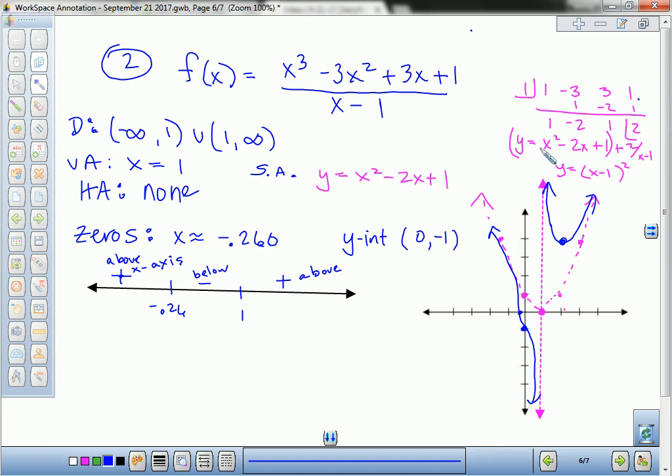On this one, because I noticed this was a perfect square trinomial, I knew how to factor it. So then this put it in vertex form, where the opposite of this is my x, and what's added to the end is my y.